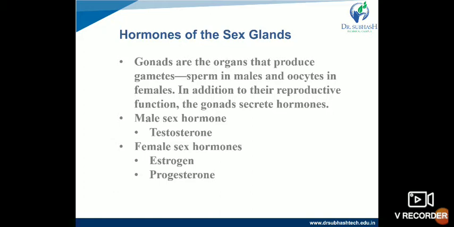Here, gonads are the organs that produce gametes, that is sperm in males and oocytes in females. In addition to their reproductive function, the gonads secrete hormones. So here the gonads will be from the male sexual cycle as well as from the female sexual cycle. From the male, that is testosterone, the main male sex hormone, whereas in the case of female sex hormones it includes estrogen and progesterone.